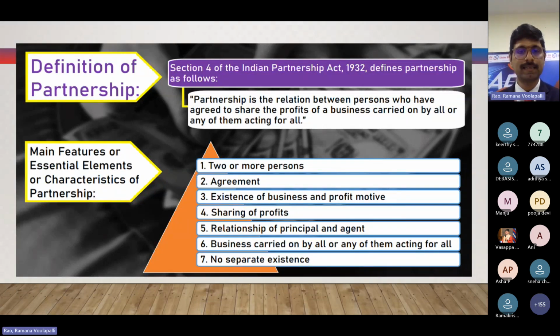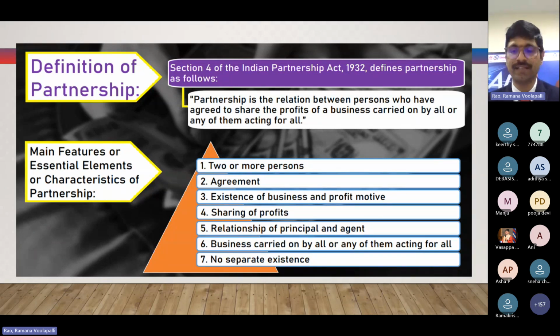Let us try to know what is the meaning of agent and principal. The relationship of the principal and the agent in the partnership is one of the core principles of the Partnership Act, the partnership law. The partnership exists because of the mutual trust and shared responsibility among the partners in conducting the business of the partnership. Partner acts as an agent of the partnership.